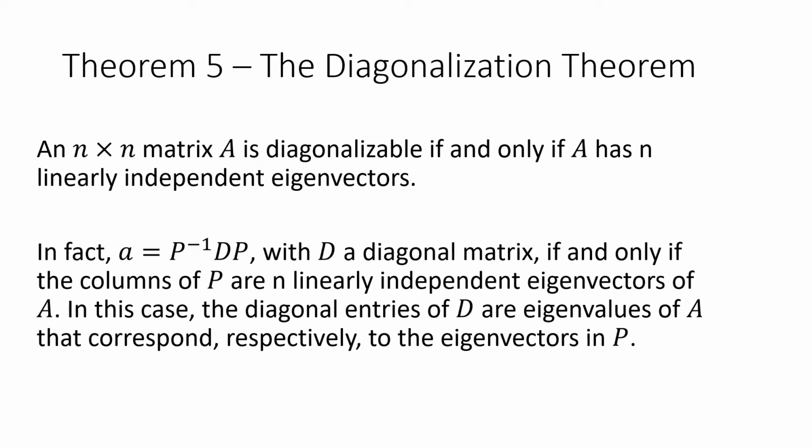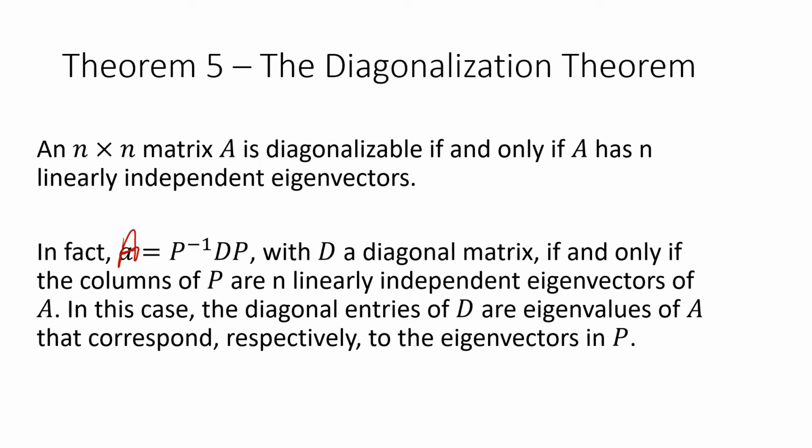So in fact, A should be a capital A. If it is diagonalizable, you get more than this. Not only do you get that it can be done, but once you have the eigenvectors and eigenvalues for your matrix A, you also get your matrix P and your matrix D.